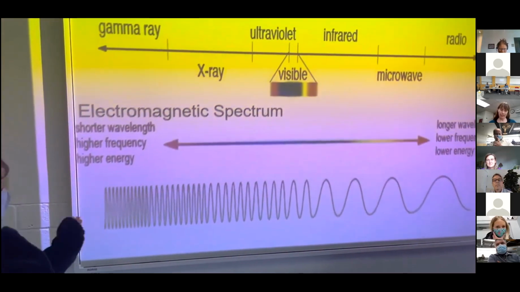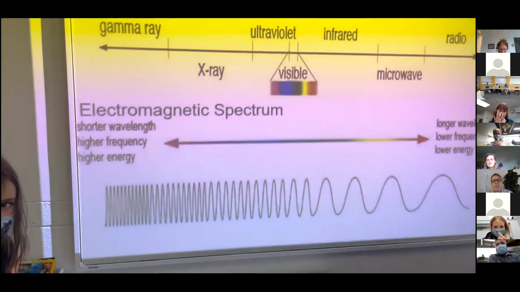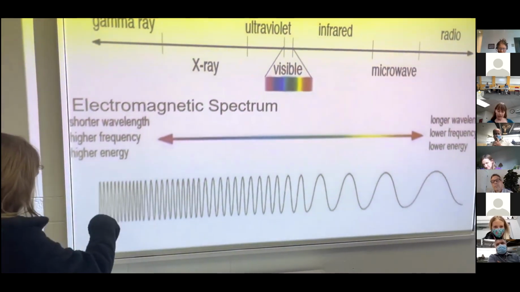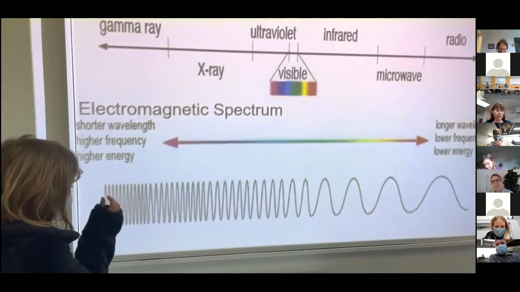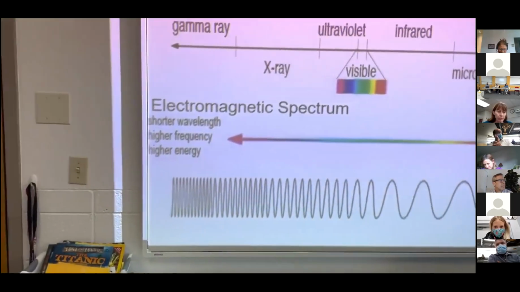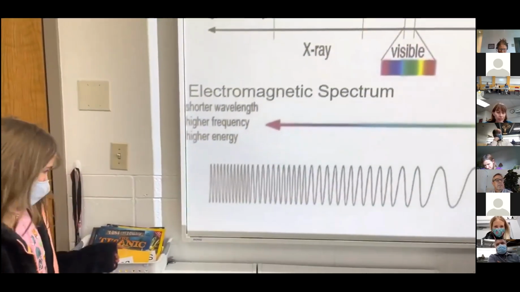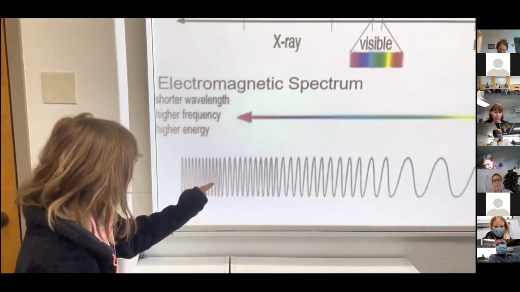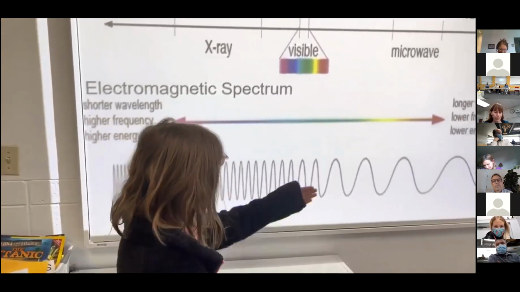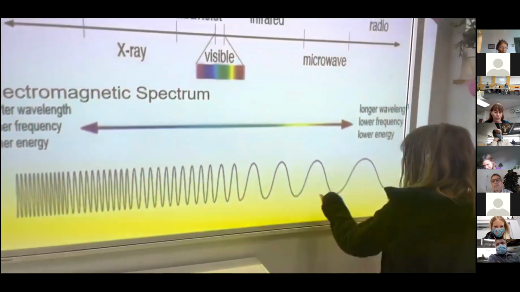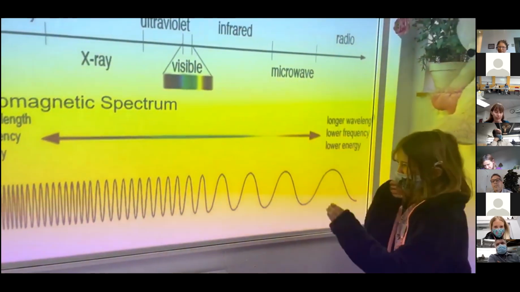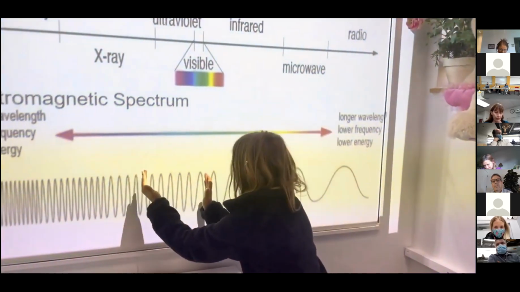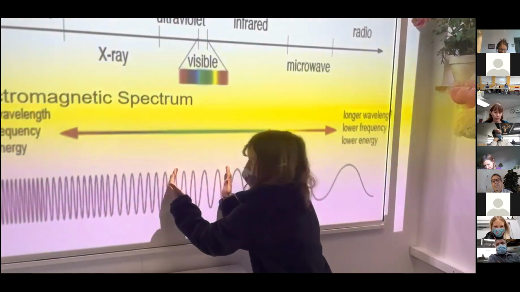Fascinating. These are the wavelengths of each of them. These very short waves, the ones that not much in between, they're high frequency, so they're very close together. Those are the gamma rays. Then they get farther and farther apart until we have the radio waves over here, which are really far apart. We can see it from maybe here to there.